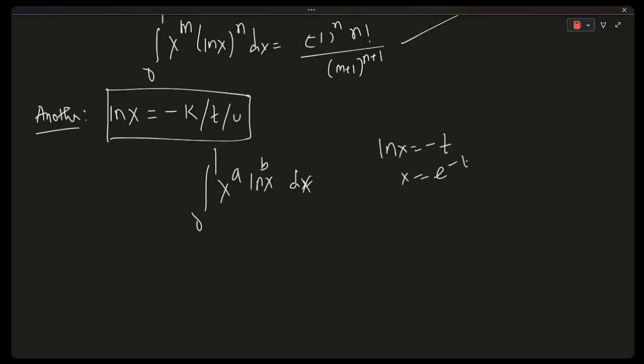Simply take ln x as minus t, so x becomes e to the power minus t. Now look at the integral: ln x is minus t, so t is basically minus of ln x, right? Now ln of 0 is minus infinity, so this becomes infinity. ln of 1 is 0, so this is 0. x is e to the power minus t, so this is e to the power minus ta. ln x is minus t, so this is -1 whole to the power b into t to the power b, and dx is e to the power minus t dt and -1 again.